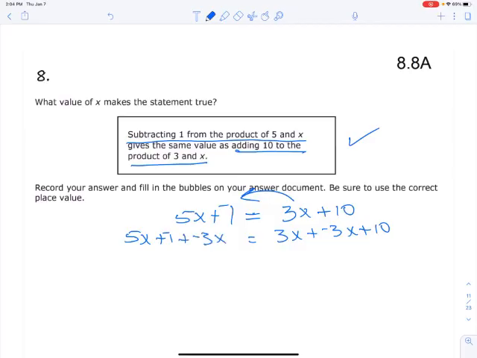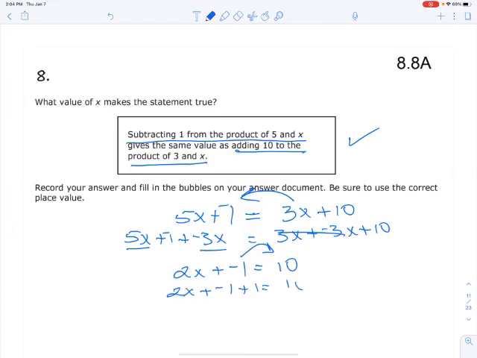And then we combine like terms. So this 5x and the -3x go together to make a 2x plus -1 is equal to, over here my 3x's go away and I'm left with 10. Now I need to move the -1 over to be with the 10. So 2x plus -1 plus 1 equals 10 plus 1. So 2x is equal to 11. And now to solve, we divide both sides by 2, and you end up with x is equal to 5.5, which is the answer. Okay?